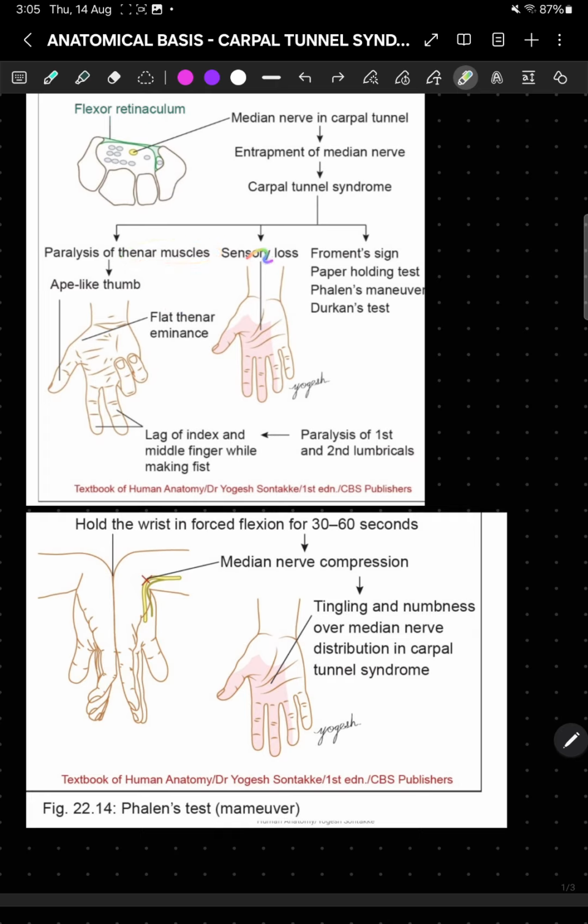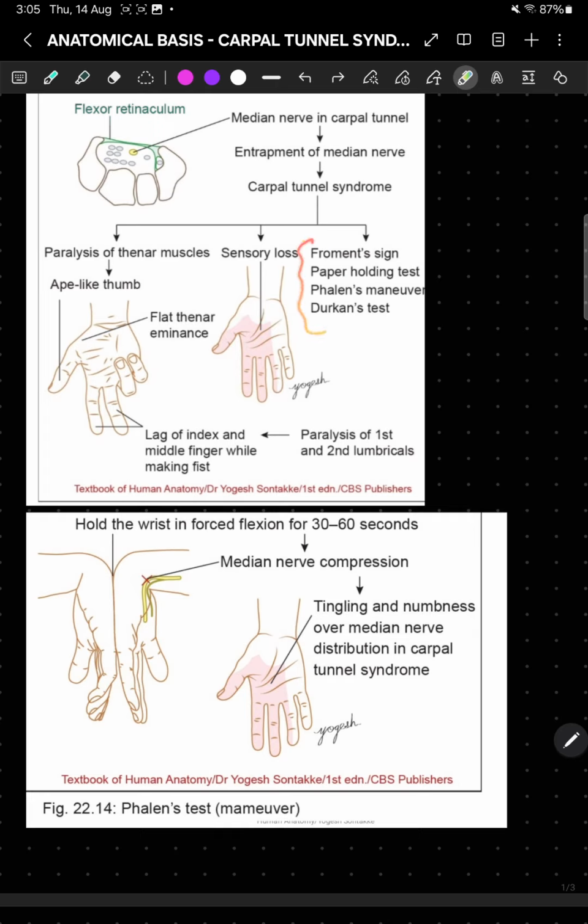Coming to the sensory problems associated with median nerve injury or median nerve entrapment, there will be tingling, numbness and loss of sensation along the lateral 3.5 fingers on the palmar aspect, which is the sensory supply of the median nerve.